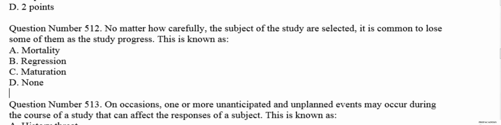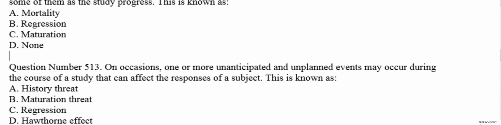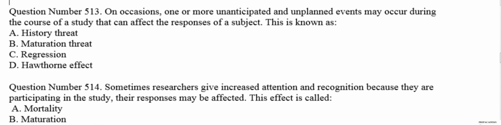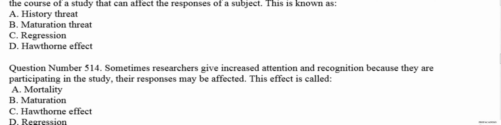Question number 513. On occasions, one or more unanticipated and unplanned events may occur during the course of a study that can affect the responses of a subject. This is known as A, history threat. B, maturation threat. C, regression. D, Hawthorne effect. The correct answer is option A, history threat.